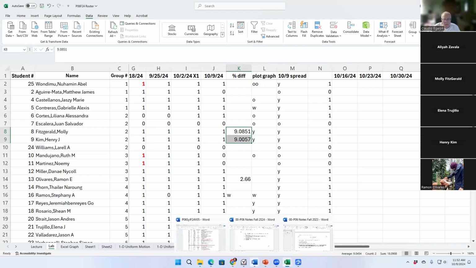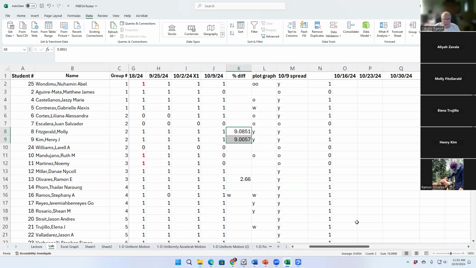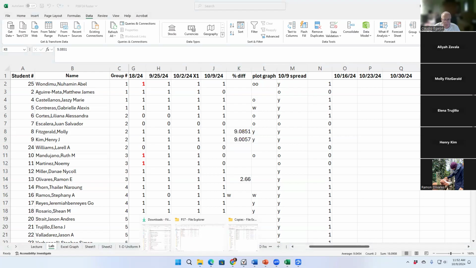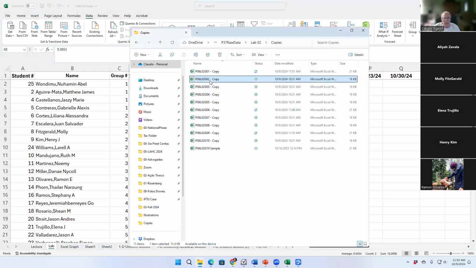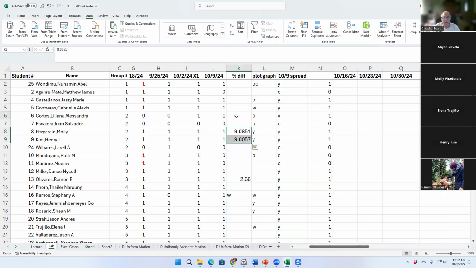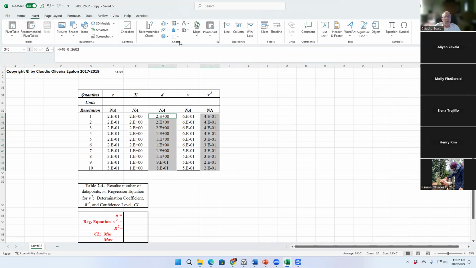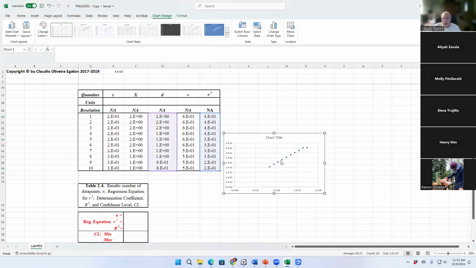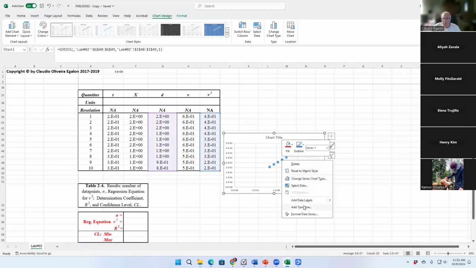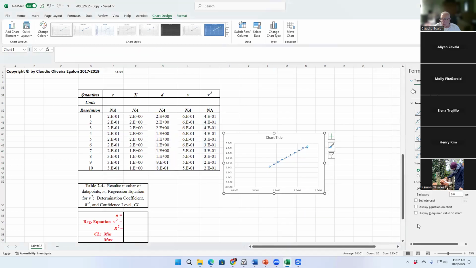I plotted V² and D, and I put in the slope. Let's see what's going on. It's a small difference, but let's see. Okay, V square and D. Now, Molly, here you go. I want Molly to tell me about that too.